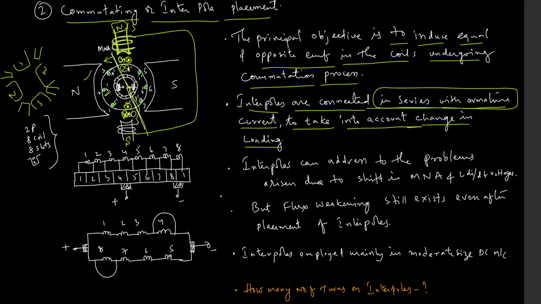So I will be connecting these interpole connections such that a north pole is generated ahead of this north pole, and a south pole is generated ahead of this south pole. Because the direction of rotation is like this, so this will be a north pole before the north pole, south pole before a south pole, like this. Are you followed? But this is in the case of a generator, but in the case of a motor it will be reverse.